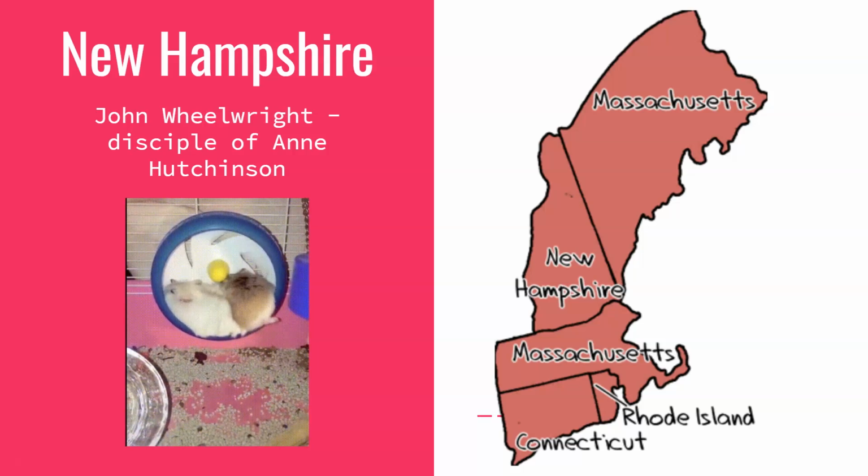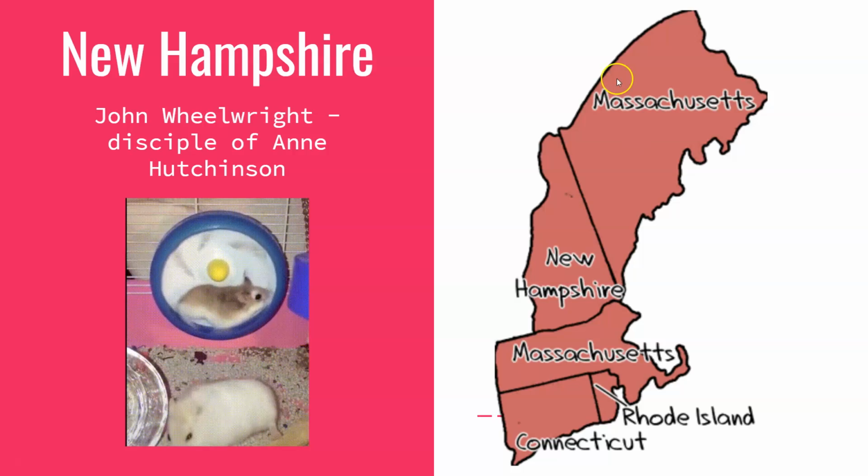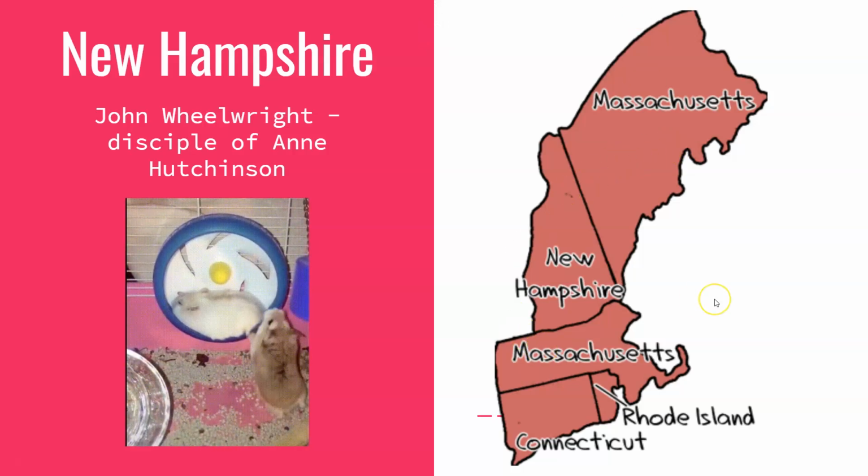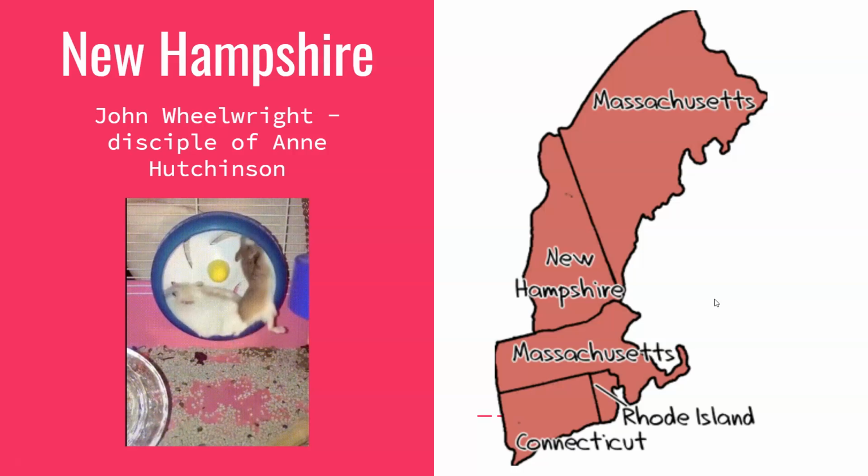So first things first, we're going to look at New Hampshire. New Hampshire is unique because it's squished in between Massachusetts and Massachusetts. In fact, it used to be a part of, you guessed it, Massachusetts. So this used to be one giant thing.